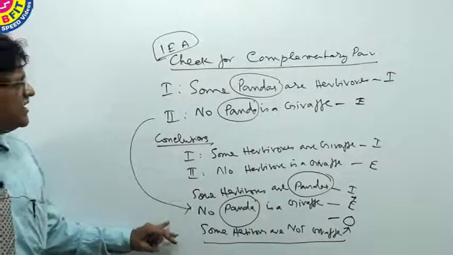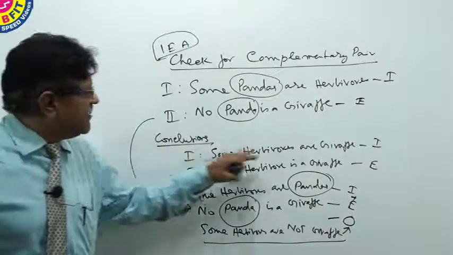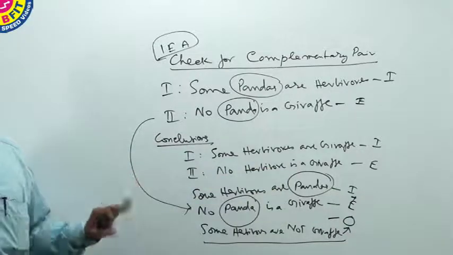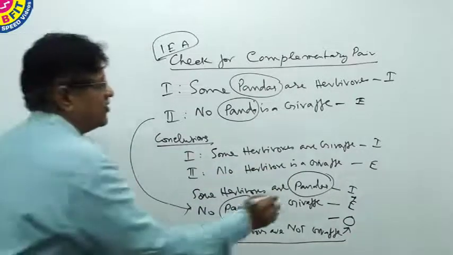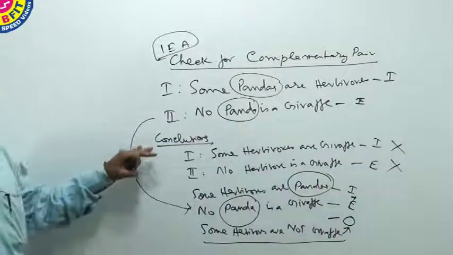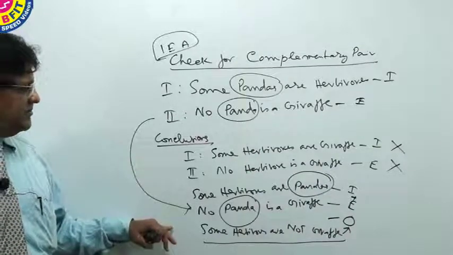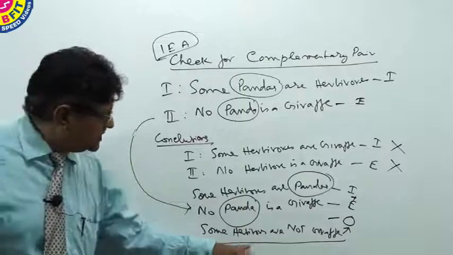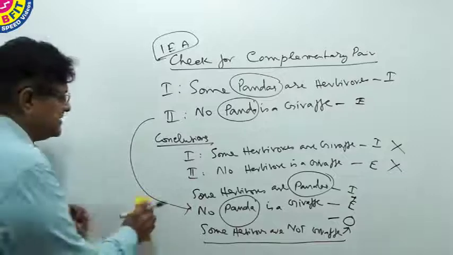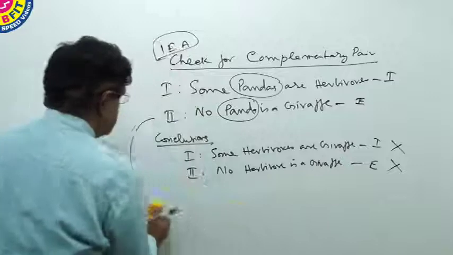Since this is the only valid conclusion you can draw, all other conclusions, namely some herbivores are giraffe and no herbivore is giraffe, are both false. Both conclusions given in the question are false because we can only arrive at one conclusion, some herbivores are not giraffe. We have arrived at this position where two conclusions are wrong.